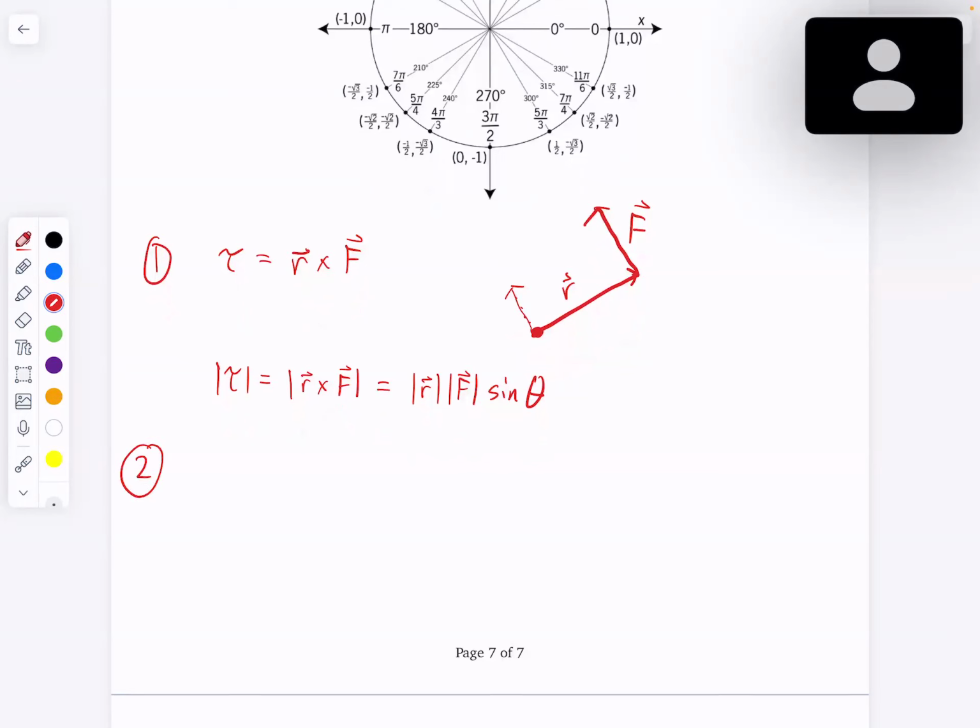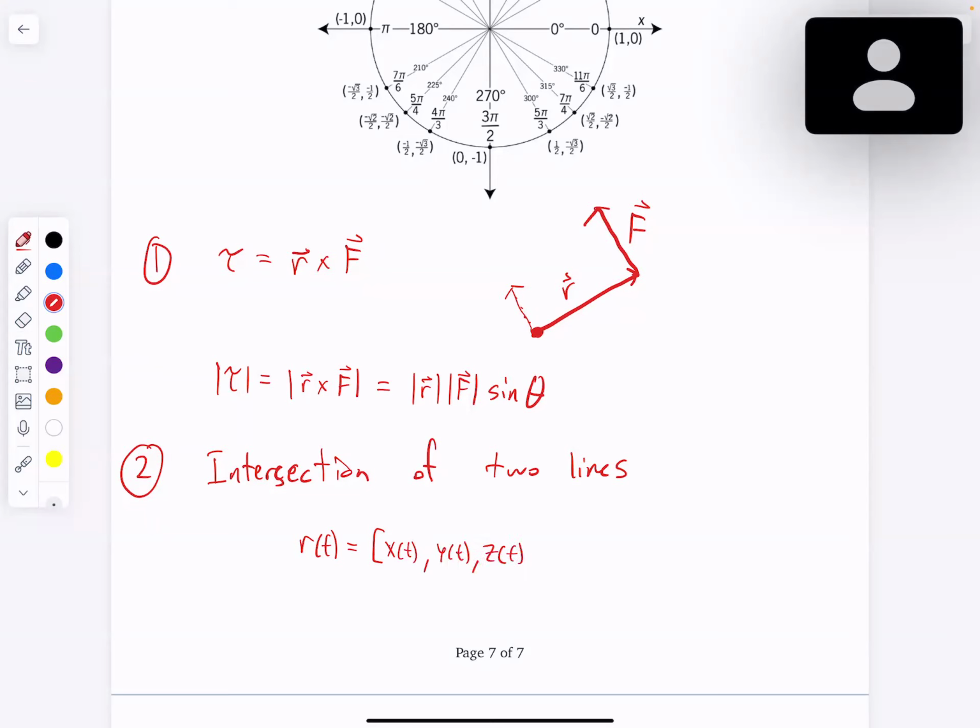And then the last thing I would say is intersection of two lines. And remember how to do that. If you have one line, r of t, and another line, L of s, which have 3 components, then you just set their components equal to each other. For instance, maybe I should give a little more detail. If r of t has the first component x1 as a function of t, y1 as a function of t, z1 as a function of t.